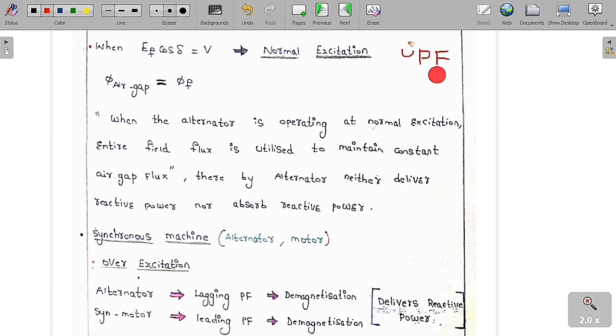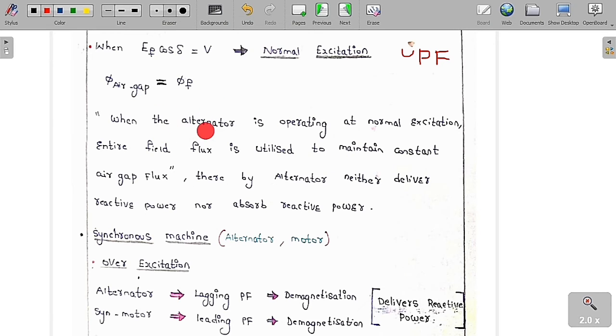At unity power factor, there will be only cross magnetization, so the resultant air gap flux is equal to the field flux itself. There is neither magnetization nor demagnetization. Only the field flux is going to be present. Only cross magnetization means the flux is only going to distort, but it will never decrease its magnitude. So the resultant air gap flux is equal to phi f.